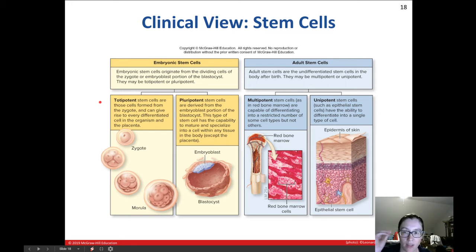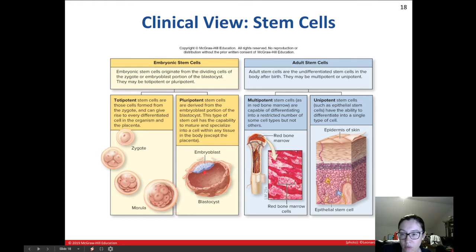So I think totipotent, it can form everything. They're from these first couple of cells here. These cells have not differentiated at all. They can give rise to every different cell in the organism as well as the placenta because they're at the very beginning. So they're totipotent.